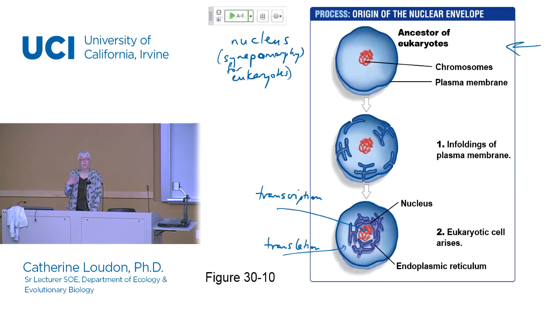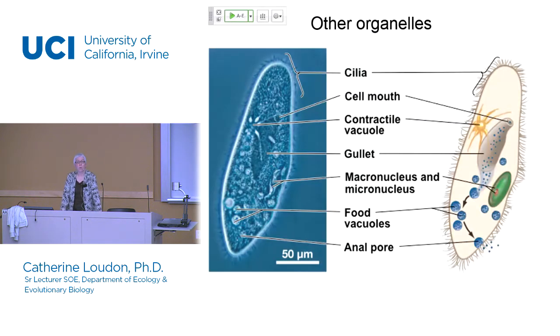So let's now turn from the nucleus to considering some of the other organelles inside protists. Here's an example of a typical protist that some of you might be familiar with. This is an example of a ciliate.